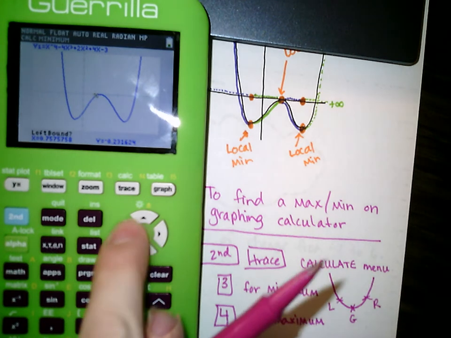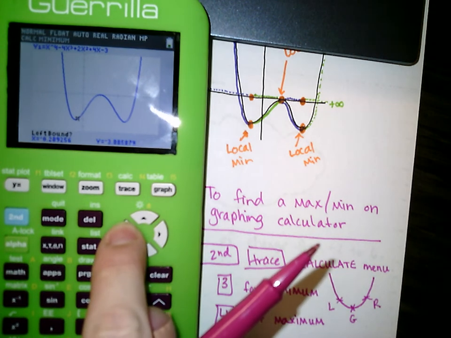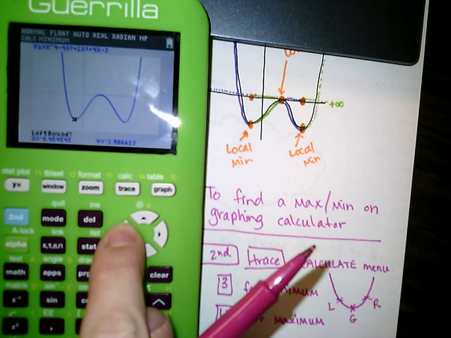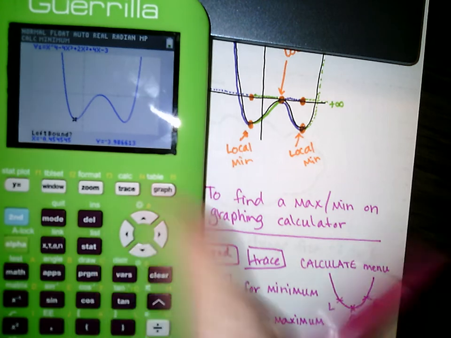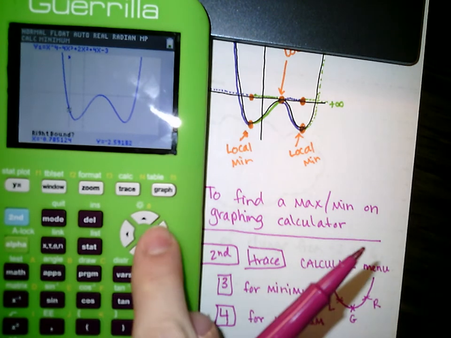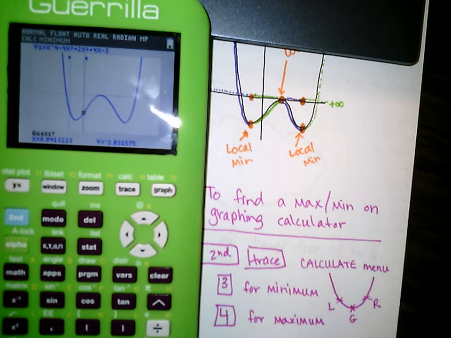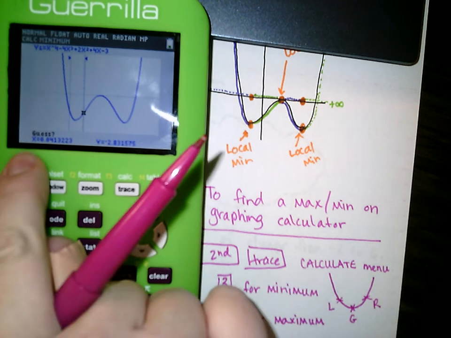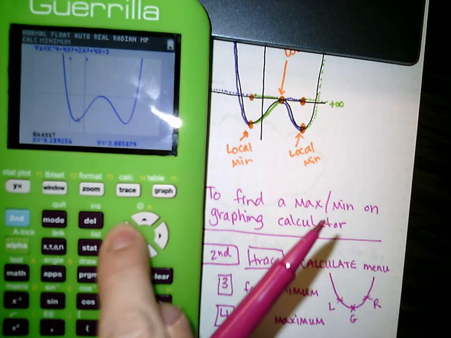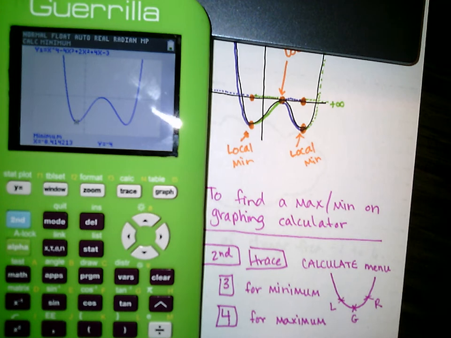So I'm going to move my little spider. That's where my guess is going to be, but it's asking me for a left bound. So I need to go over here to the left side of that and hit enter. And then it wants the right bound. So I go to the right side of that and enter. And now it wants my guess. So I go to the bottom-ish and enter again. And then it's going to give me an ordered pair.